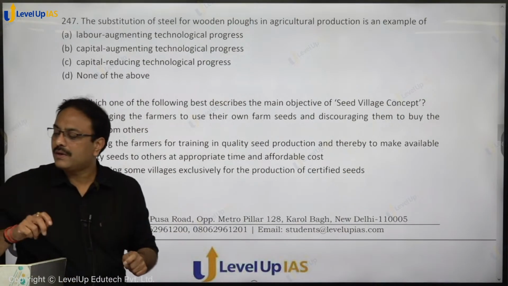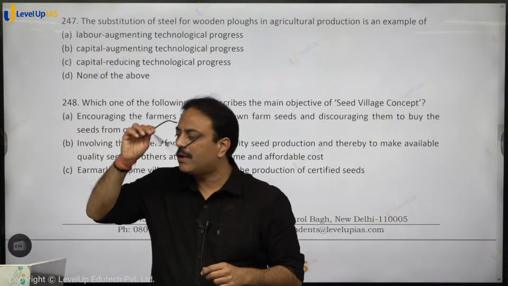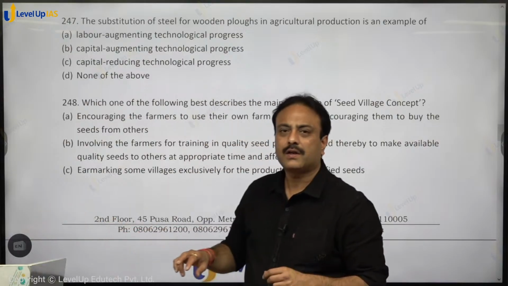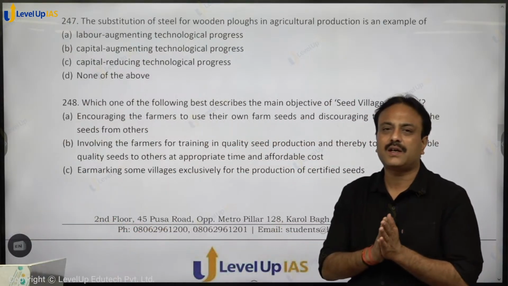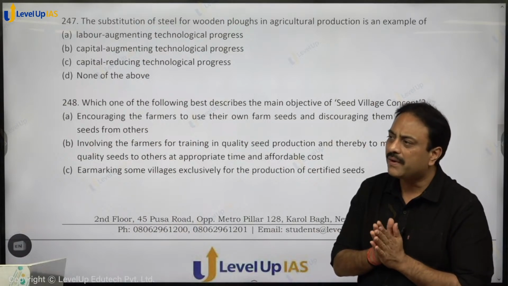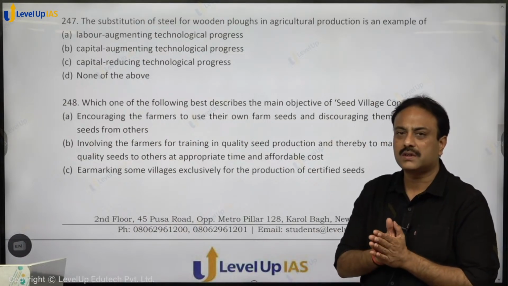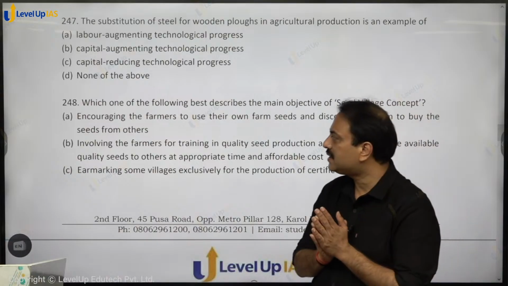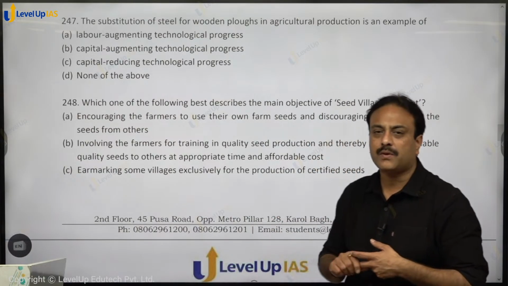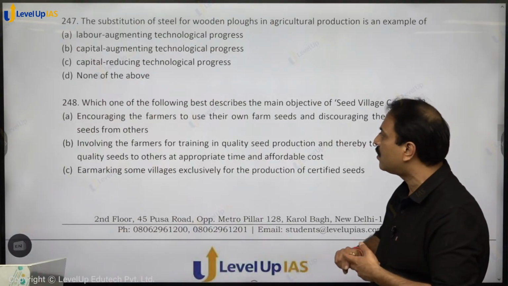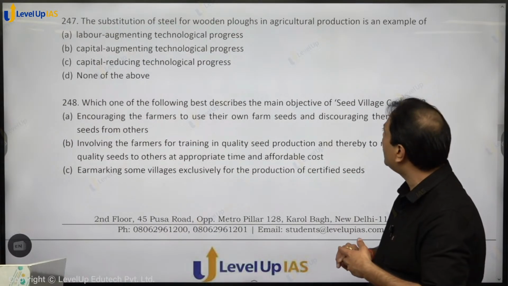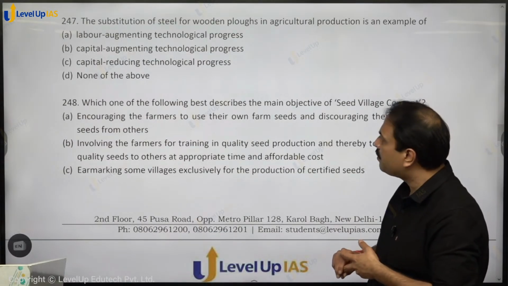No, in the question of Mewat, it is not about the UPSC answer. The question is asking for a well-known region for mangoes. Mewat is not well known for mangoes. Mewat has mango production, but it is not a well-known region for production of mangoes, so it is considered a wrong one. The substitution of steel for wooden plows in agricultural production is an example of what?